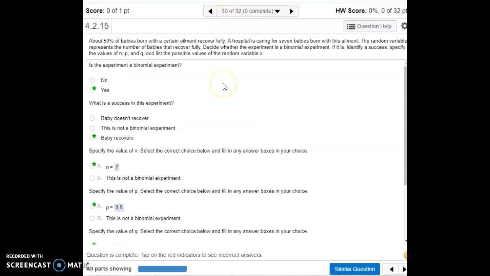Number 30 is about setting up and understanding a binomial situation. We have about 50% of babies born with a certain ailment recover fully. A hospital is caring for 7 babies born with this ailment. Our random variable represents the number of babies out of those 7 that recover fully. So we're going to decide whether this experiment is a binomial experiment.